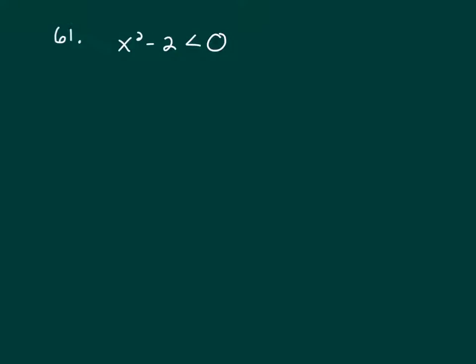We're trying to find all values of x. Well, the first thing I would do is figure out what value of x makes this equal to 0. So that would be x squared equals 2. Take the square root of both sides. Of course, whenever you take the square root of both sides, it always gives you plus or minus. So x equals plus or minus square root of 2.